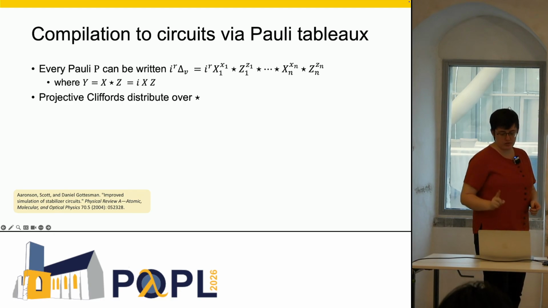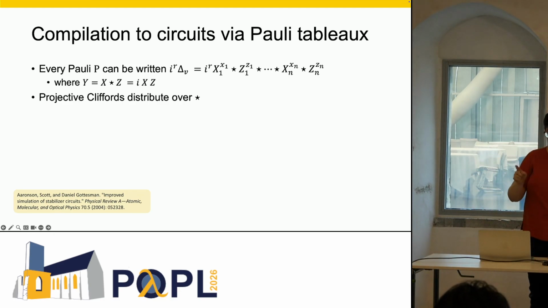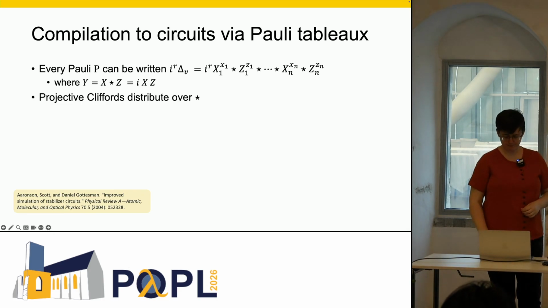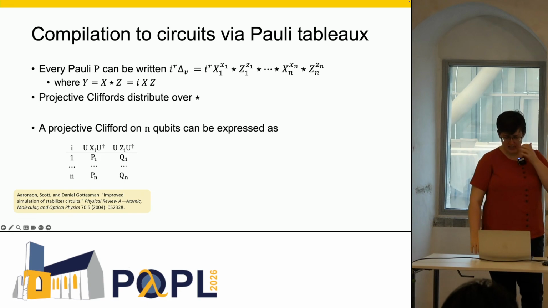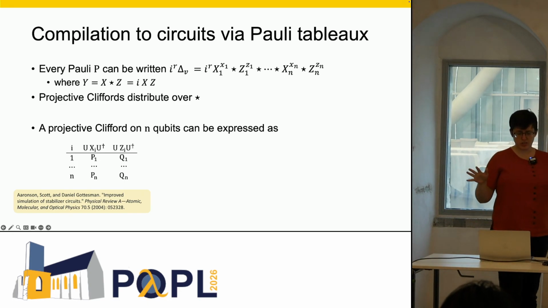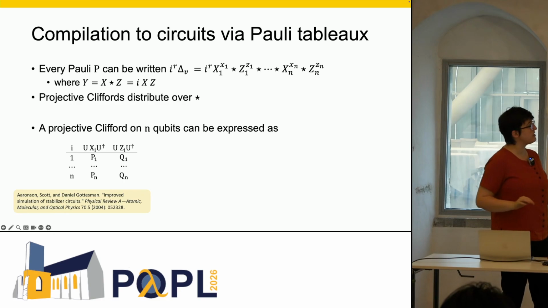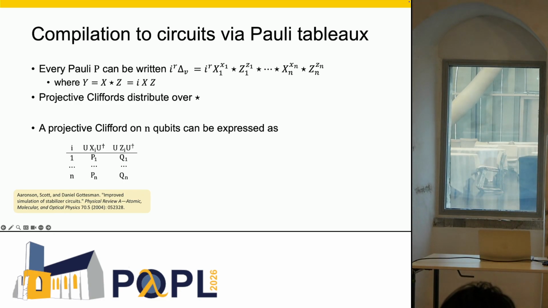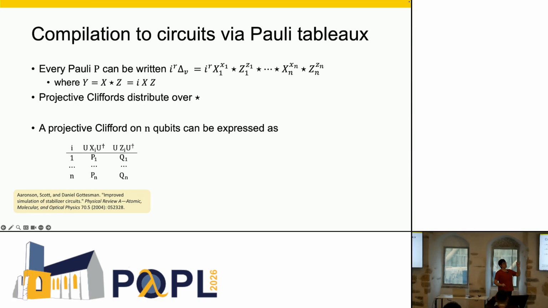I will also note that projective Cliffords distribute over this star operator. And so as a result, we can express projective Cliffords in the following way. All we need to do is say, what does the projective Clifford do to x1? What does it do to z1? What does it do to x2? What does it do to z2, et cetera? Okay? And so we can list this out in this chart.